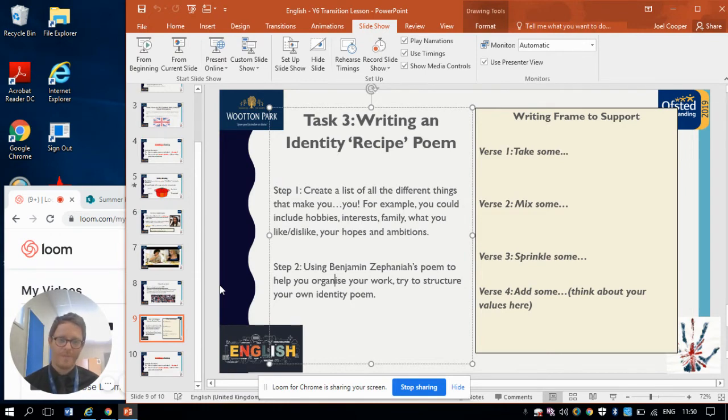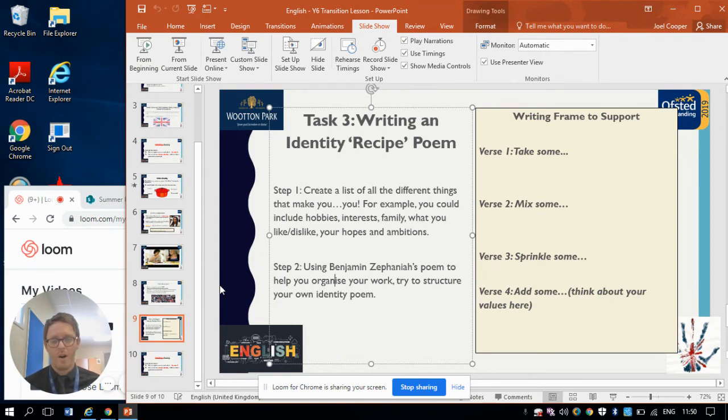So what you're going to do for me is list, jot down, try to use some imagery if you can, as many different ideas in terms of what makes you you within each of those verses. Now, as an extra little bit of challenge, once again, for verse 4, rather than just writing down, take some love of horses and mix in some enthusiasm for going to the gym, you might think about some of the values that you have as well. So add some democracy, add some passionate belief in equality. So you might want to add some values into the end of the poem, which really help to define who you are.